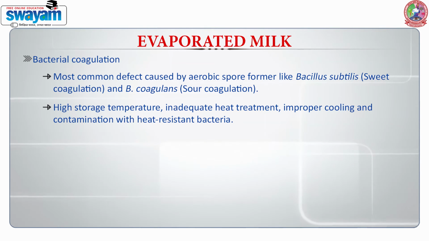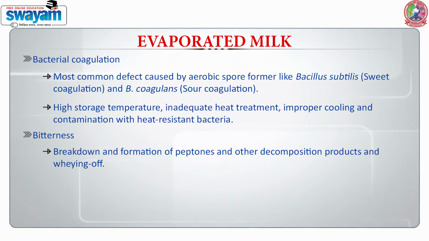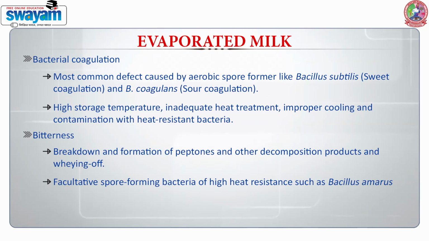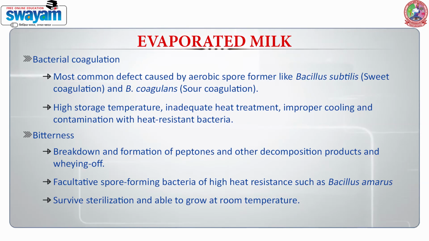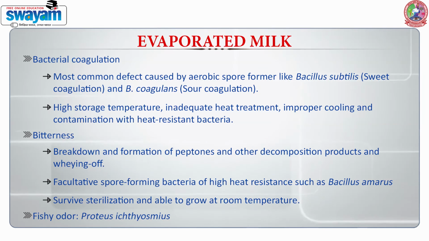Now coming over to the next defect, which is bitterness. This is due to the breakdown and formation of peptones and other products, and also it leads to wheying off. We can see that the whey has separated away from the curd, and this is due to the growth of facultative spore formers which usually have a high heat resistance, and the most common species is Bacillus amyloliquefaciens, and this has the ability to survive sterilization and is able to grow at room temperature. The other defect which is associated is fishy odor, which is due to the growth of Proteus, which is responsible for the generation of smell which is very peculiar of trimethylamines.